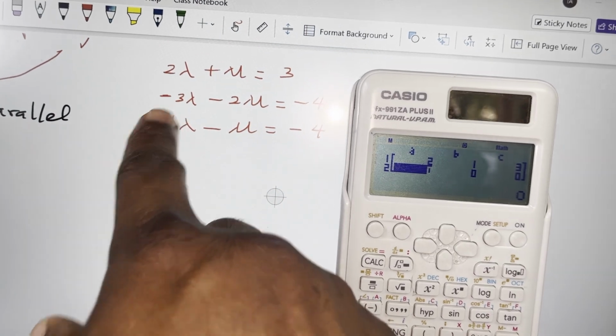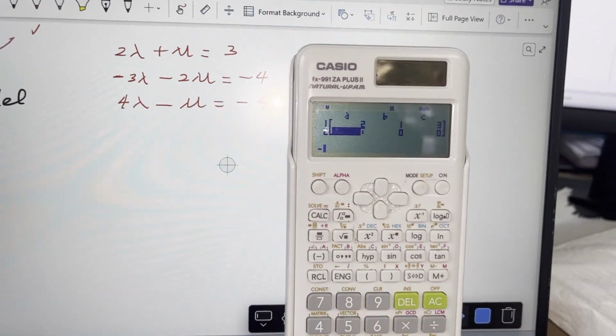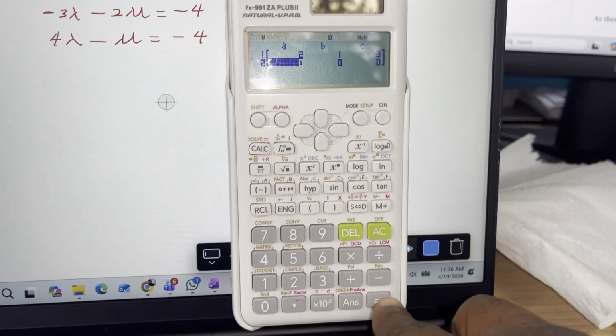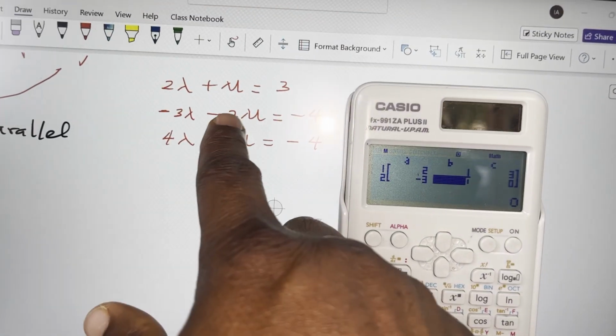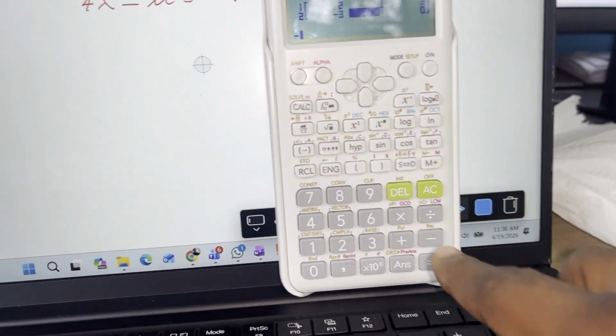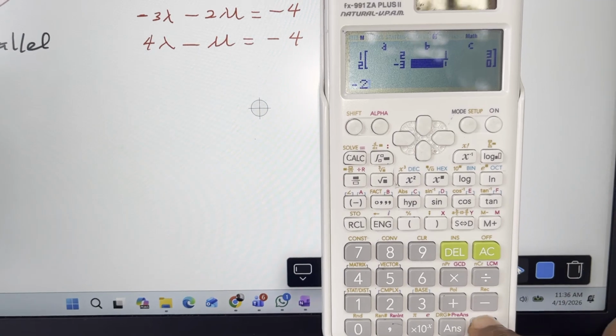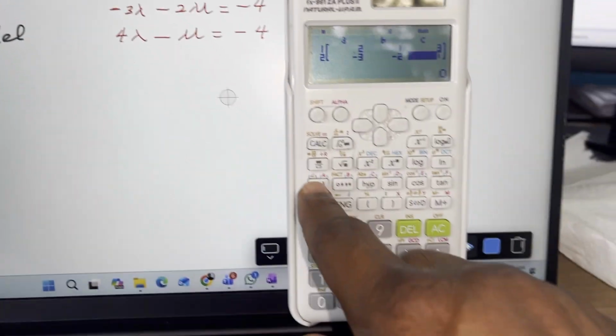Okay, then equals, then the next thing is, for the second, you can take any of the two equations. Then the next one is minus 3. You see the minus 3. Then the next one is minus 2, and minus 4.